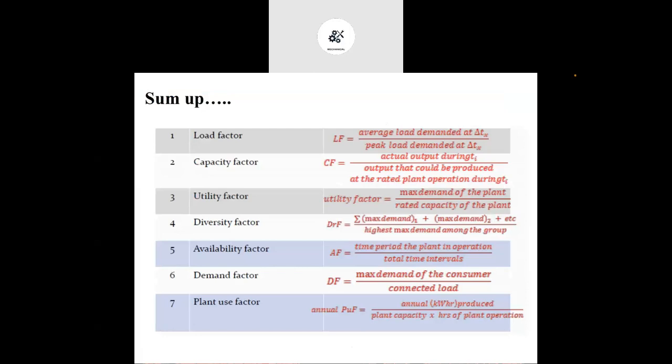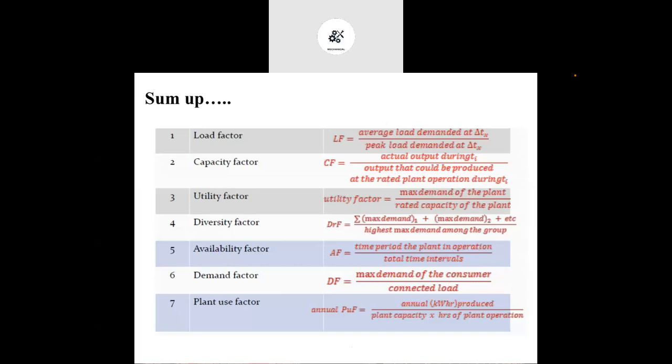So these are the 7 factors we saw. They are very important whenever we are considering or analyzing any particular power plant, because whether we want to install the power plant, and whether that power plant is profitable or not, depends upon these factors. So whenever we go for analysis, you must know all those factors: load factor, capacity factor, utility factor, diversity factor, availability factor, demand factor, and plant use factor.